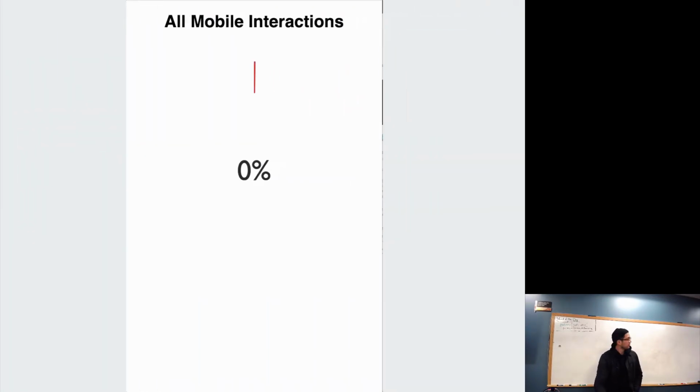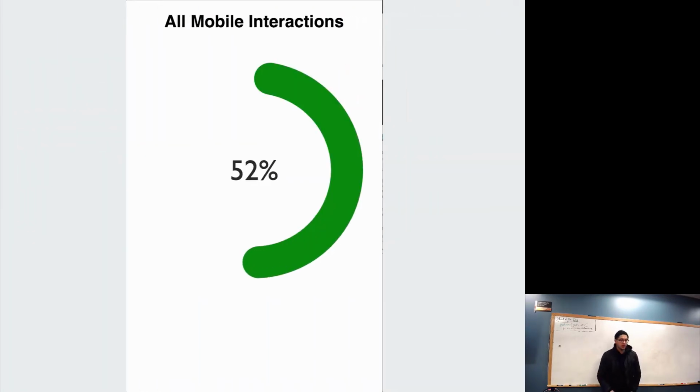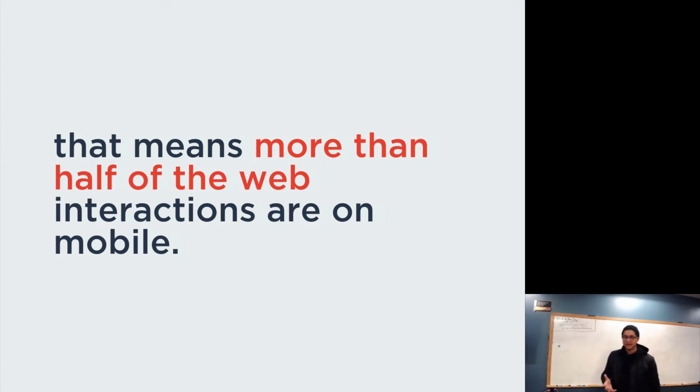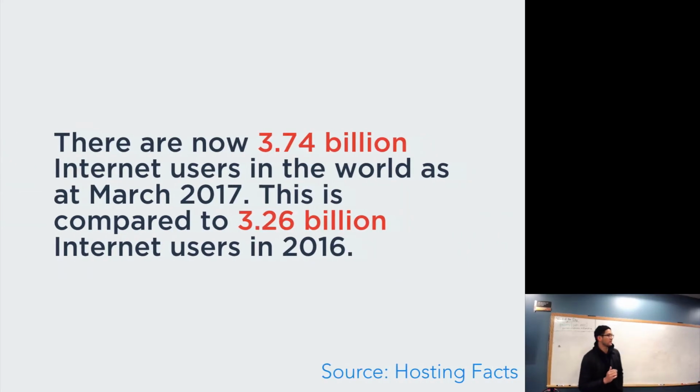But as of late, over half of web interactions are on mobile now, right? As of March 2017, there are about 3.74 billion internet users, and over half of them are now on mobile. And the thing about mobile is that a phone is never going to be as fast as a computer, currently.